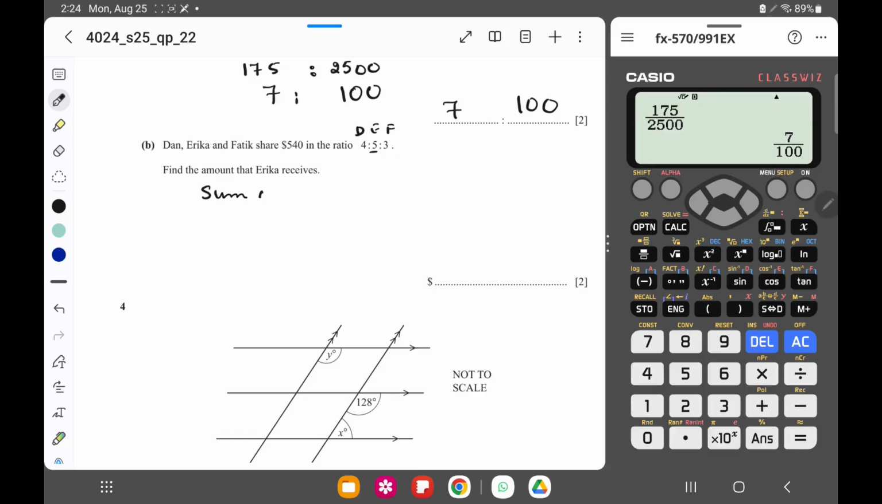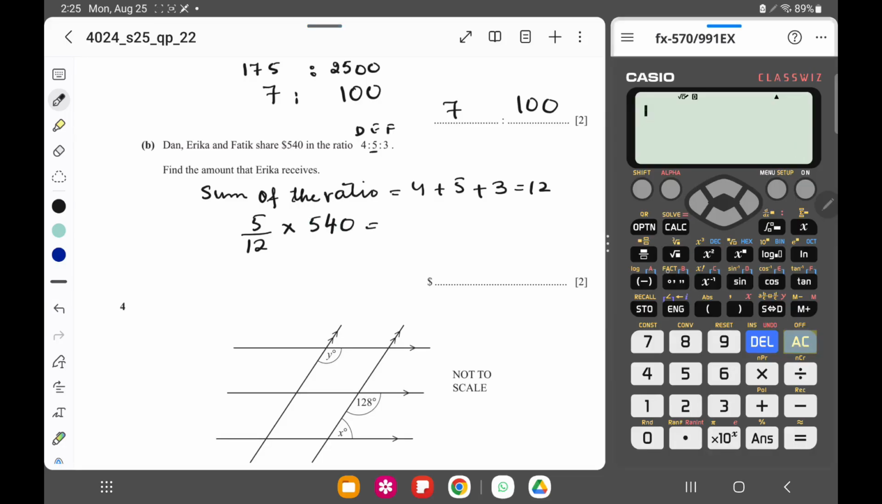The sum of the ratio is equal to 4 plus 5 plus 3. 4 plus 5 is 9, 9 plus 3 is 12. So Erica's share is 5 out of the 12 shares, and we are distributing 540. So take your calculator and find your answer. That is 5 times 540 divided by 12, and this is the answer: Erica will receive $225. So that is $225.